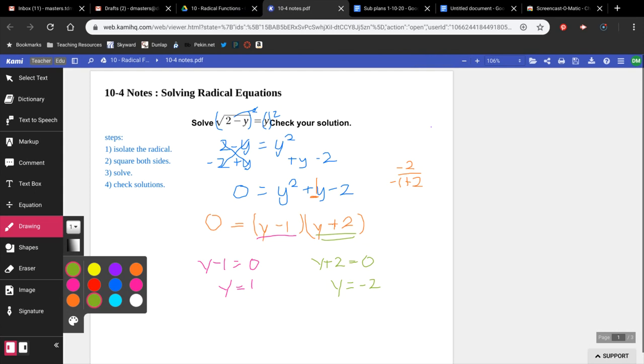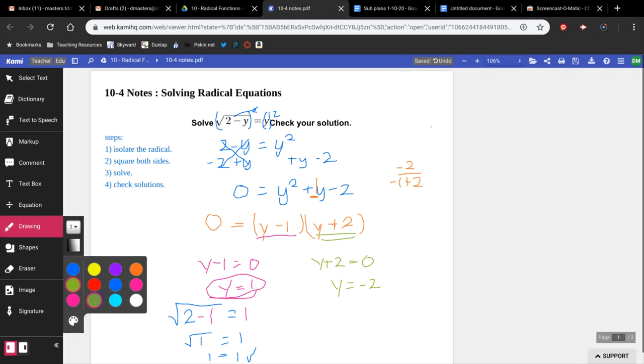So remember, to check, you want to take your y value and plug it in where you see a y in the equation. So I'm going to take out the y and I'm going to replace it with a 1. So I have 2 minus 1 equals 1. So let's see. Does the square root of 2 minus 1 equal 1? Well, the square root of 2 minus 1 is just 1. And the square root of 1 is 1. So this checks out. 1 is, in fact, a solution to this equation.